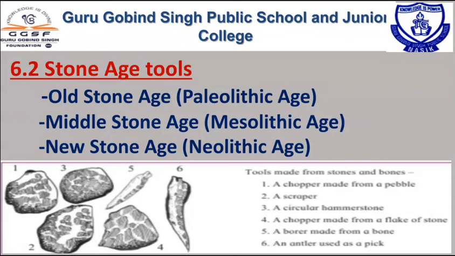So dear children, the Stone Age is divided into three periods, on the basis of the shapes and tools used by the people of the Stone Age. Okay, so what are these three types? The first one is the Old Stone Age, which means the Paleolithic age, then the Middle Stone Age and the New Stone Age. Old Stone Age: paleo means old and litho means stone. So Paleolithic means Old Stone Age. Meso means middle and litho means stone.